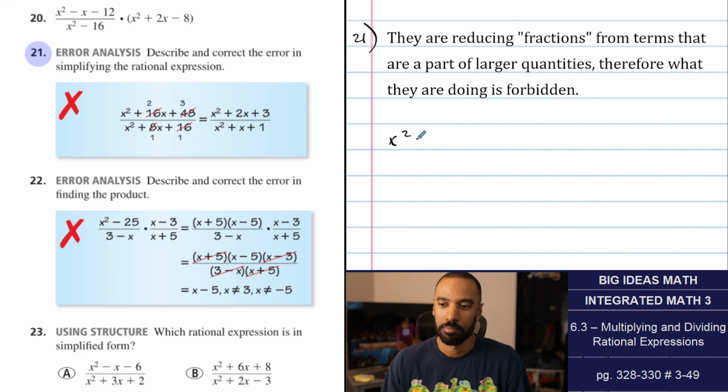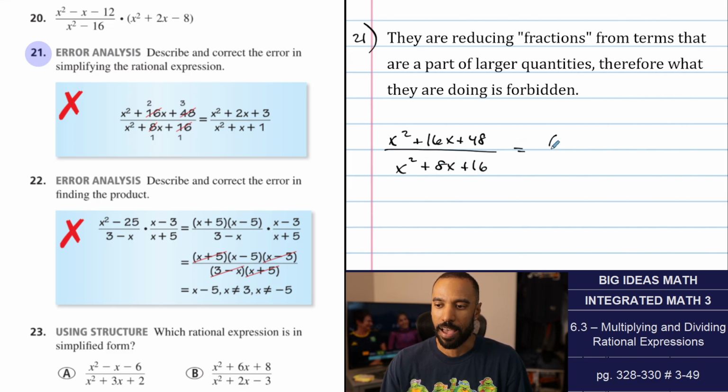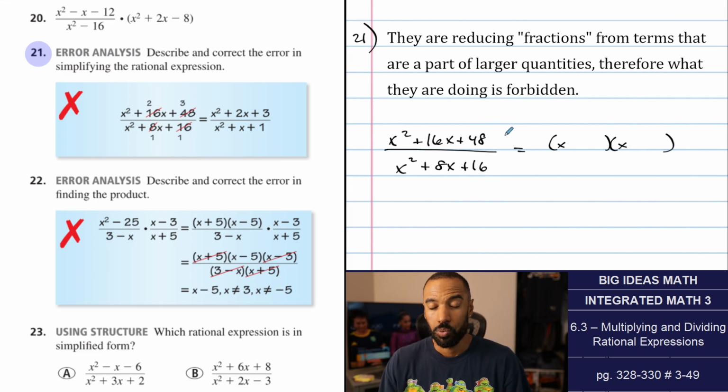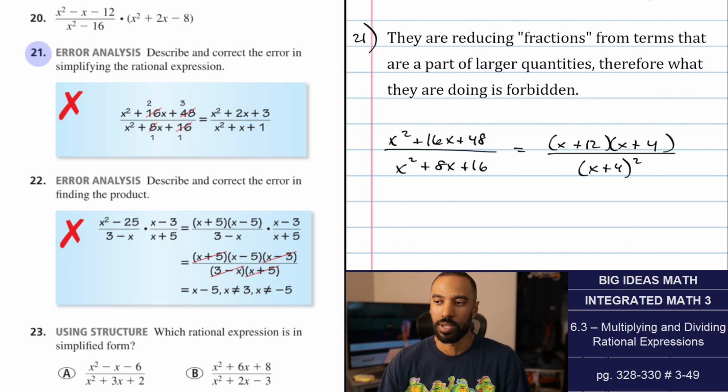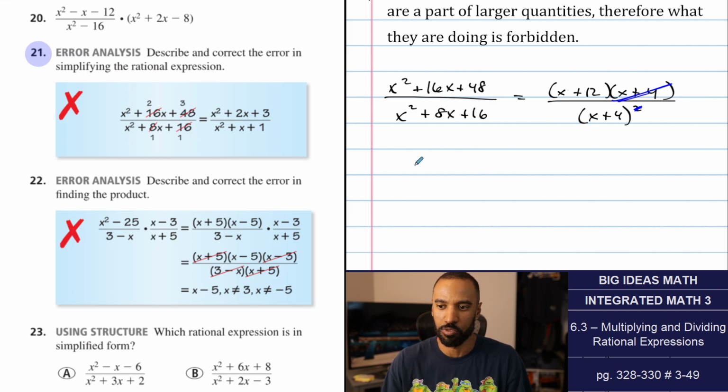They said correct it. x squared plus 16x plus 48 over x squared plus 8x plus 16. Is there a factorization? Let's find out. x plus 12 and x plus 4, and the bottom is x plus 4 quantity squared. So yeah, something can factor because there's a common factor of x plus 4 on top and on bottom. Take away one of those and you have x plus 12 over x plus 4.